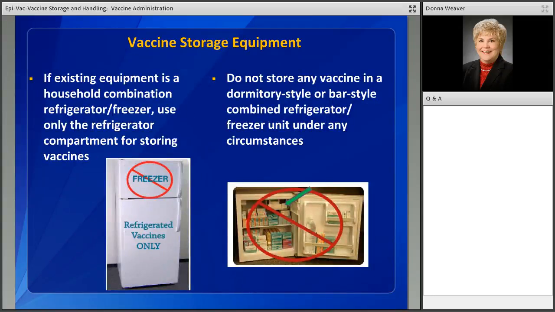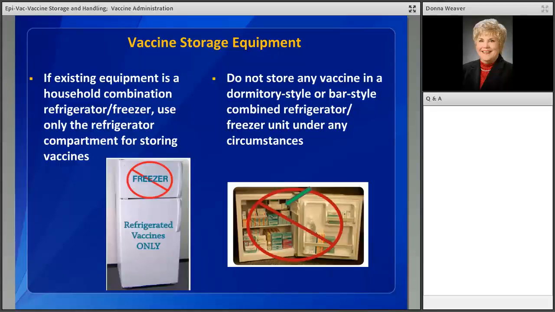If you must use a household grade combination refrigerator freezer unit, only use the refrigerator compartment for storing vaccines. These units have cold spots and temperature fluctuations, and air circulating from the freezer could expose refrigerated vaccines to freezing temperatures. If you are using a household combination refrigerator freezer, leave the freezer on at the factory set or midpoint temperature setting to maintain proper temperatures in the refrigerator. Water bottles should also be placed in the refrigerator to help maintain the correct temperature range and reduce the risk of freezing vaccines. And use a separate standalone freezer to store frozen vaccines.